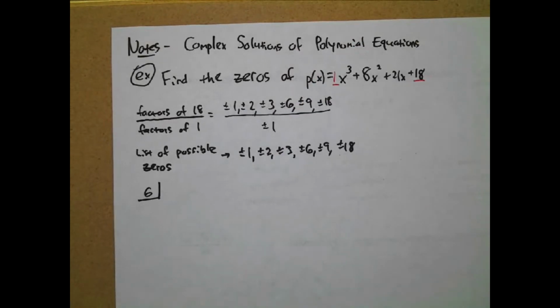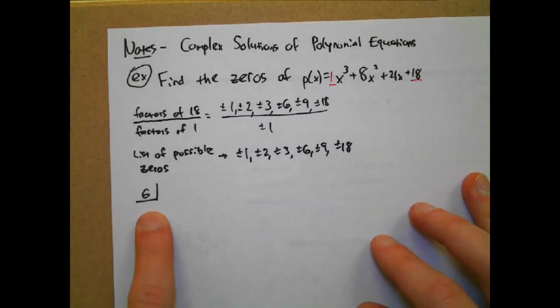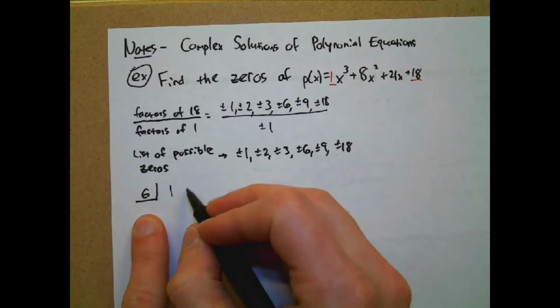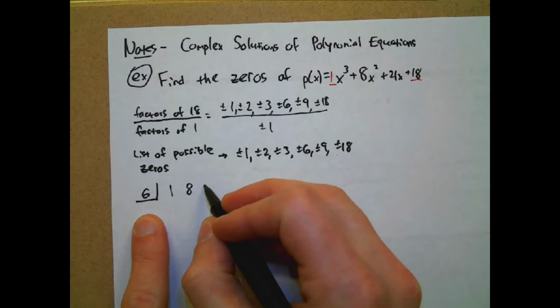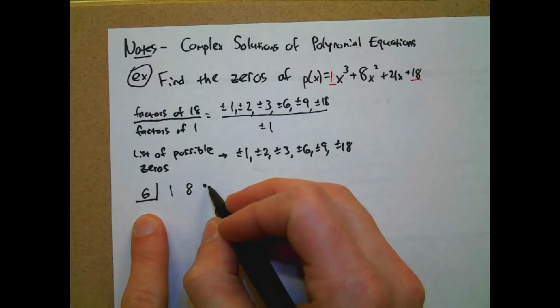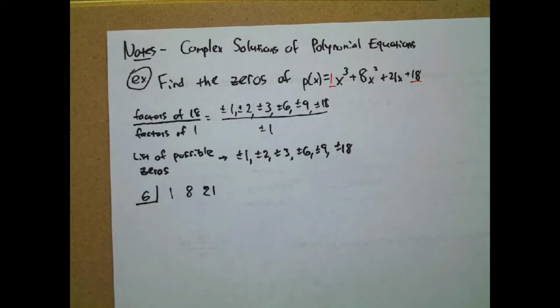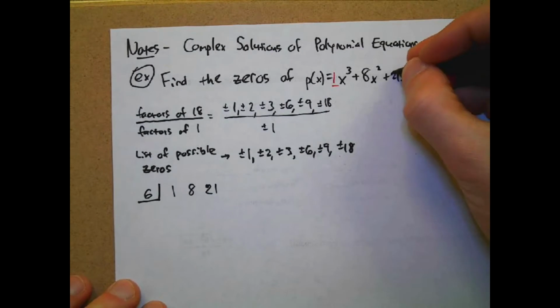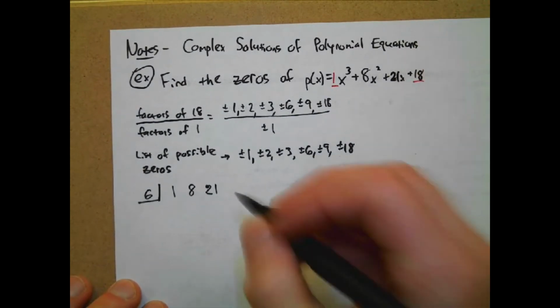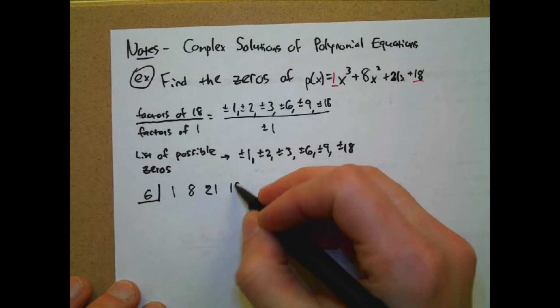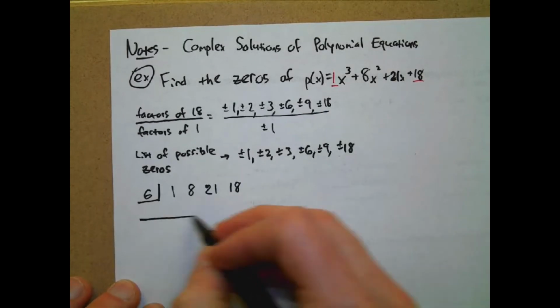All right. So we're going to put 6 in the box, and then what goes across the top here? 1, 8, not 2, 21. Oh, you can't see it, sorry. Yeah, it's 21. It's my handwriting. 21. And then 18, right? Okay. Leave a line of space. Put a little bar there.